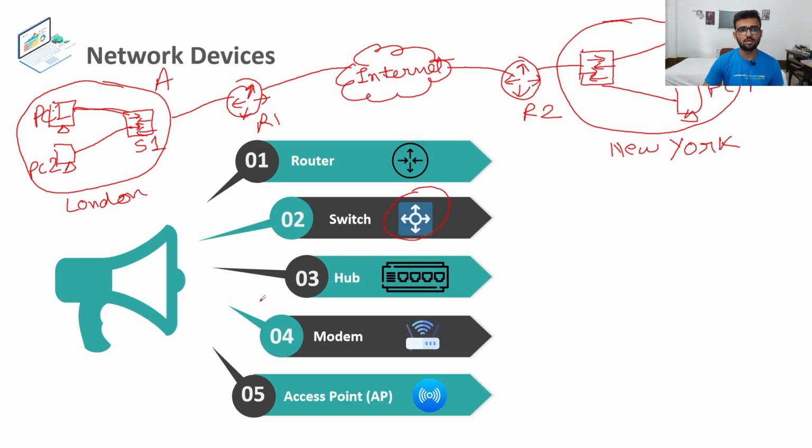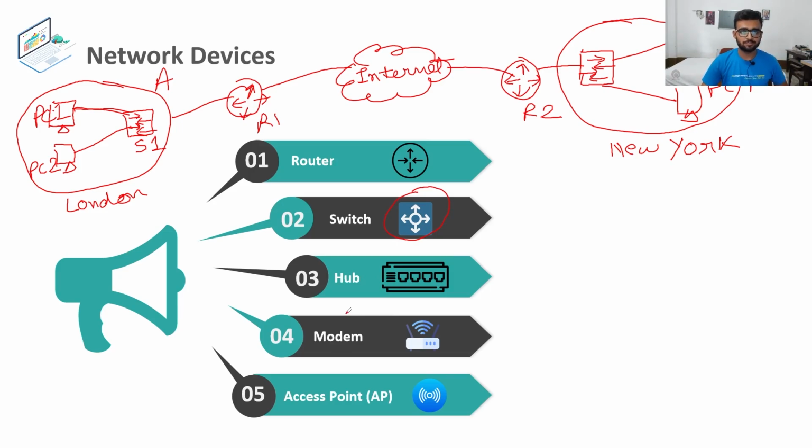Now the third one is the hub. A hub is similar to a switch, but it broadcasts data to all the devices in a network, which can lead to inefficiencies. So there is a disadvantage in a hub. I will explain the router, switch, hub, modem, and every point in detail in a specific video. For now, the hub and switch both work the same way, but there is a main difference between hub and switch. I will explain it later in a specific video.